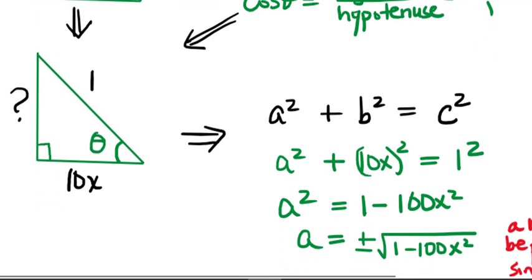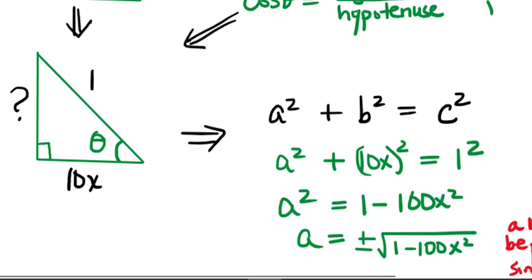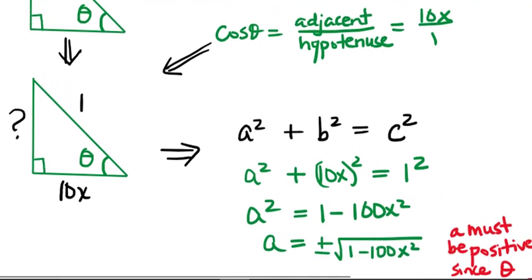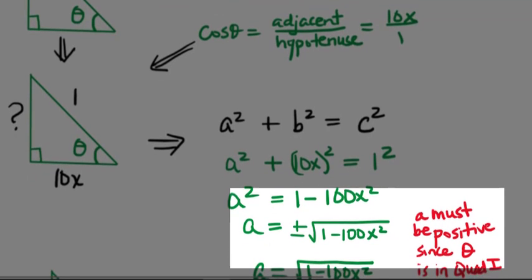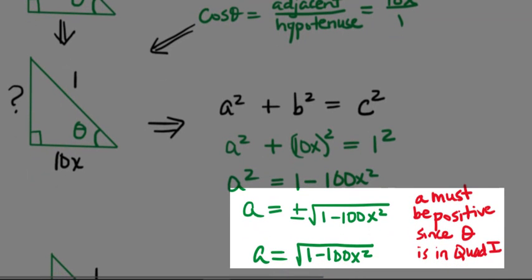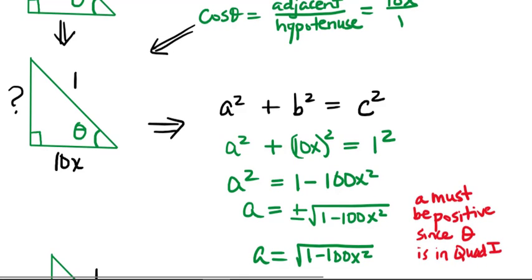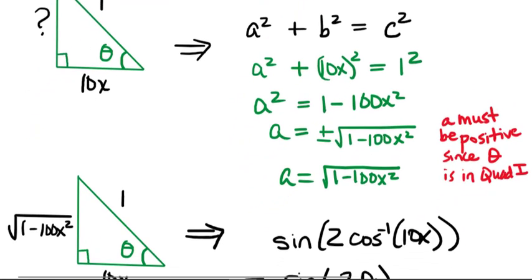So plugging into the Pythagorean theorem, we get that a is either plus or minus the square root of 1 minus 100x squared. But we know that a must be positive because theta is in quadrant 1. So we're going to use a equals the square root of 1 minus 100x squared. So now we can label that side of our right triangle.